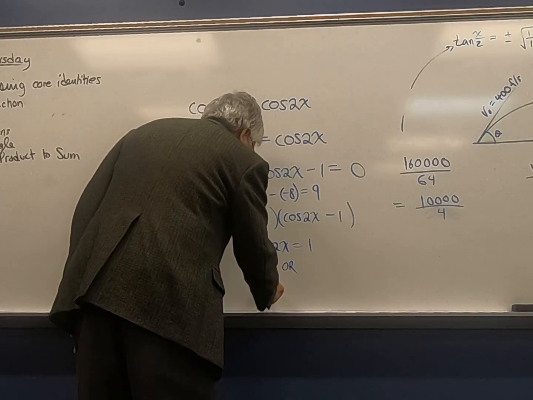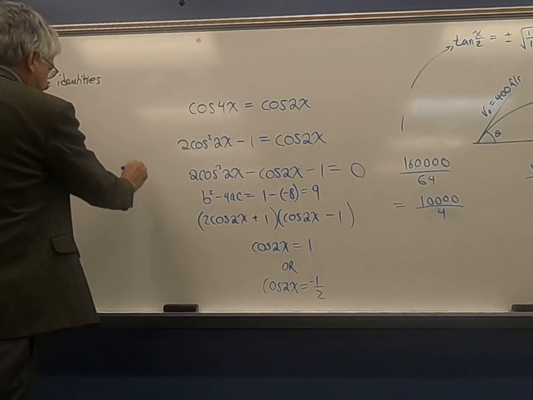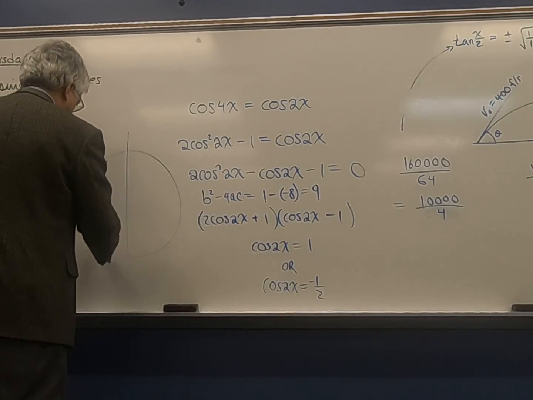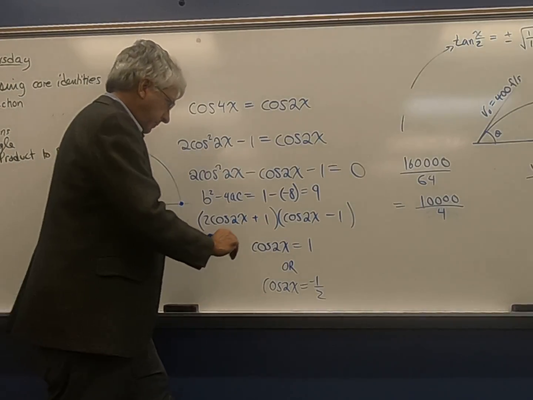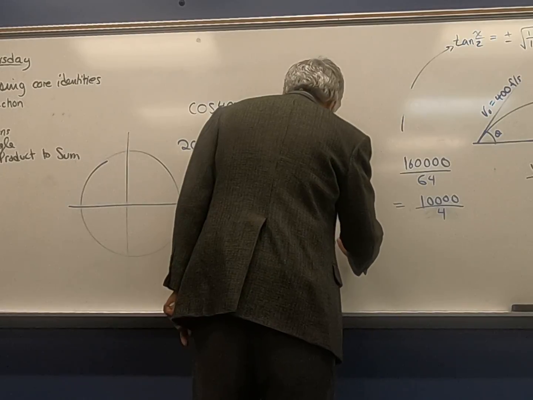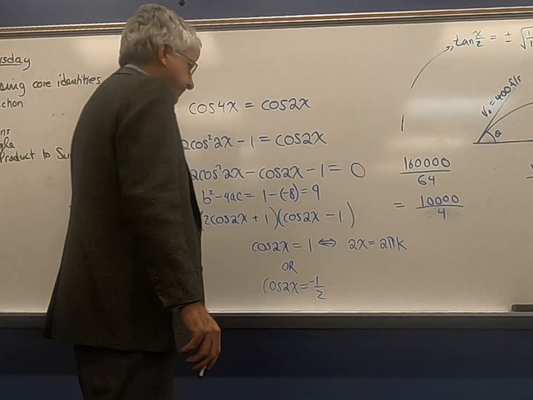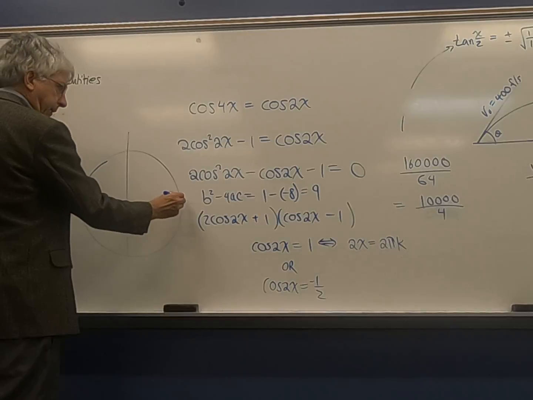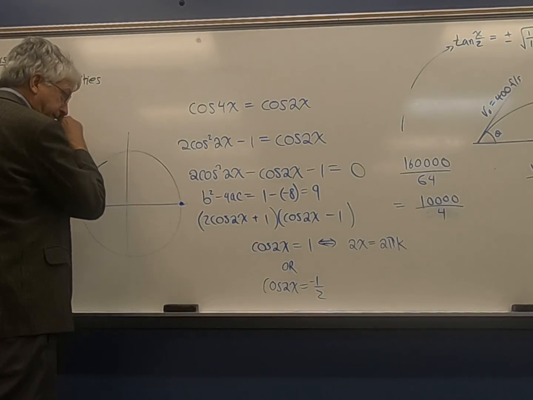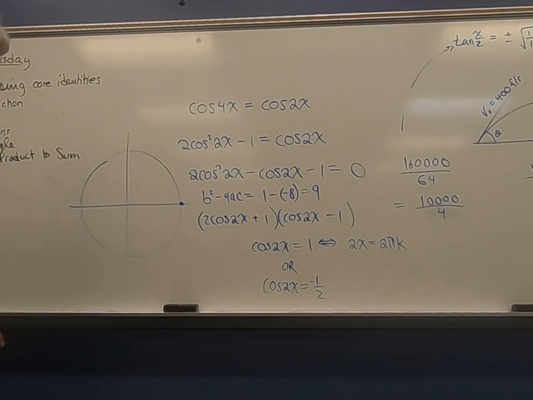or cosine 2x equals negative 1/2, right? And I would dial those up on the circle right away, see where I am. So 1 is here. So this implies that 2x is an even multiple of pi. Right? 0 or 2 pi or 4 pi or 6 pi, right? That's 2x. Now, of course, that means that x is going to be any multiple of pi.